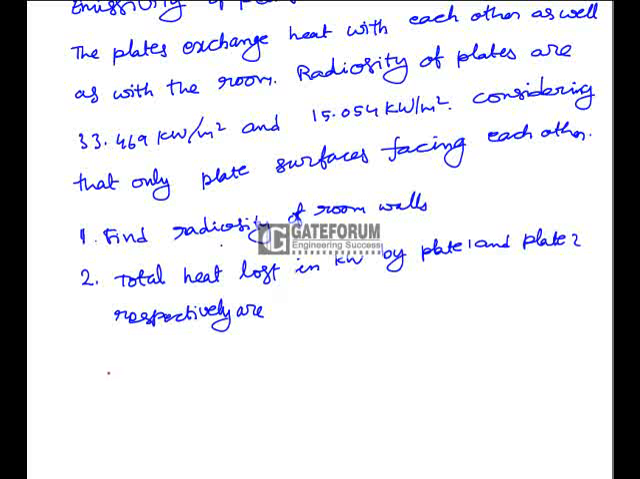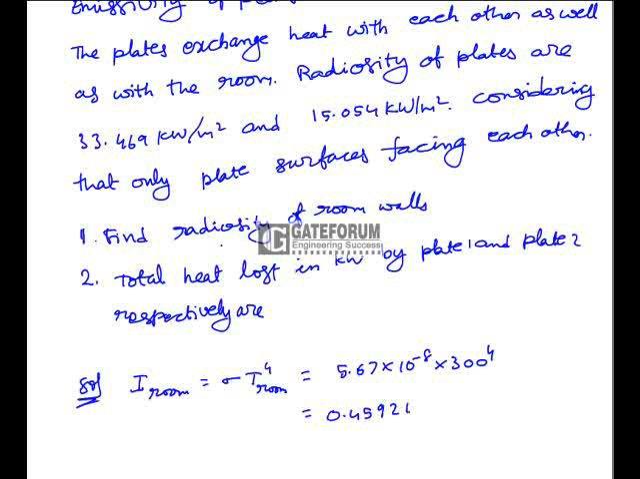Here radiosity of room wall is given by sigma times the room wall temperature power of 4. Here sigma is 5.67 into 10 power of minus 8, and here room wall temperature is 300 Kelvin power of 4, which gives a value of 0.4592 kilowatt per meter square. So in the options, here the right option is B, the right answer for this first question.